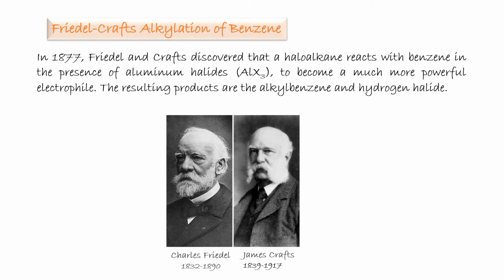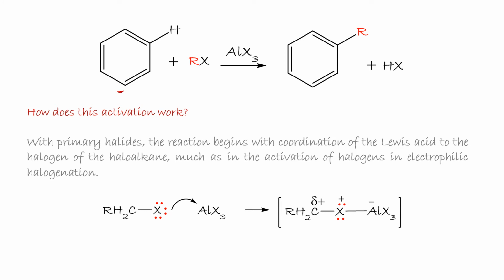Friedel-Crafts alkylation of benzene. In 1877, these two scientists discovered that a haloalkane reacts with benzene in the presence of a Lewis acid, aluminum halide, to become a much more powerful electrophile, R, the alkyl group. The resulting products are the alkyl benzene and hydrogen halide. So the reaction of benzene with alkyl halide in the presence of aluminum halide forms alkyl benzene.